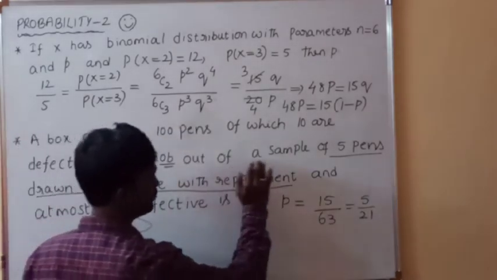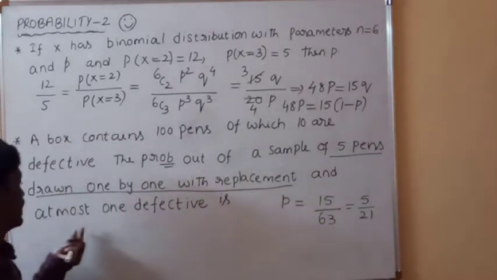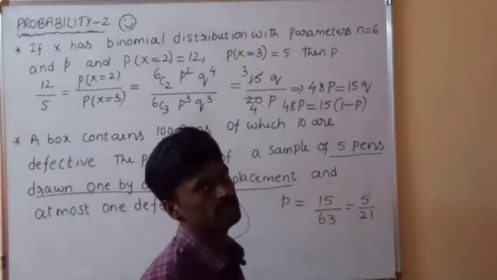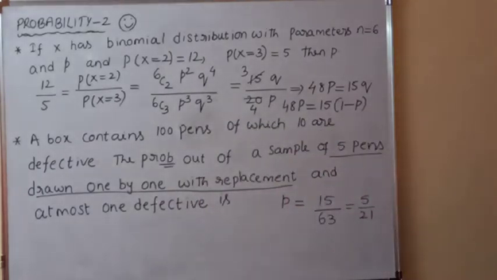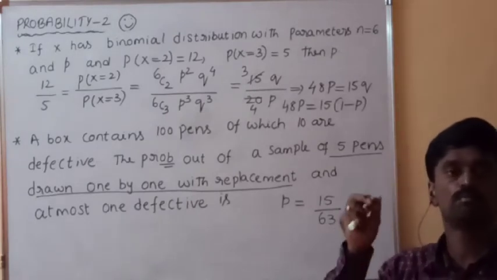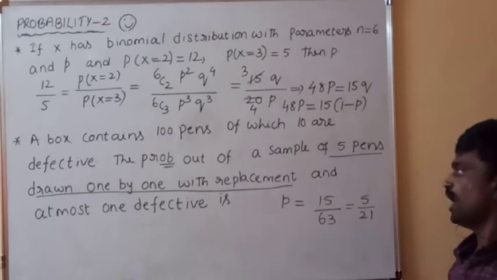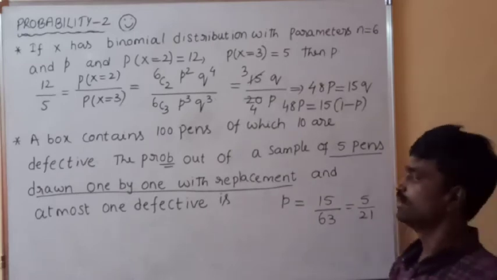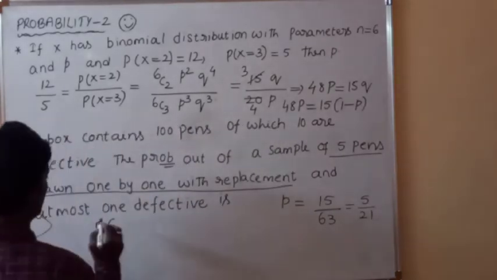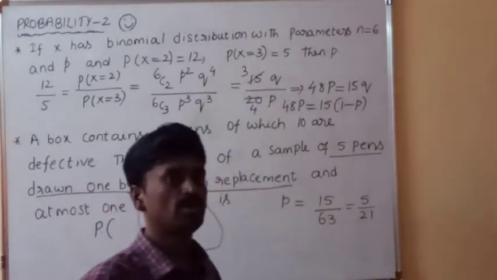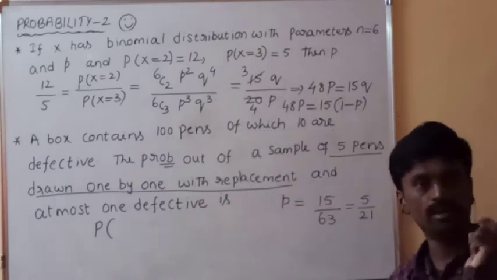Probability out of a sample of 5 pens drawn one by one with replacement, and at most one defective. So the question is based on defective. Let us consider capital X is equal to the number of defective pens drawn. According to the question we have to find at most one defective, which means maximum one defective. So the choices are either 0 defective or 1 defective.